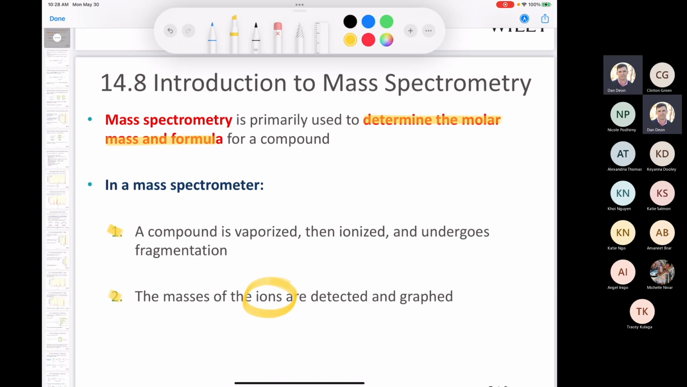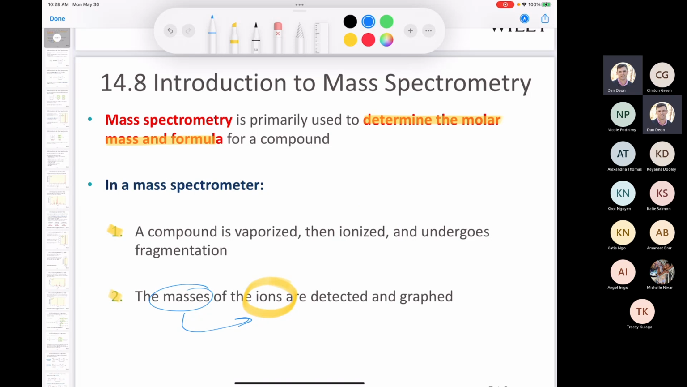And so it's important to note that the only masses that we see in the mass spectrum come from ions. Okay, it's got to be ions. The only masses we see come from ions. You do not see any uncharged fragments in a mass spectrum.